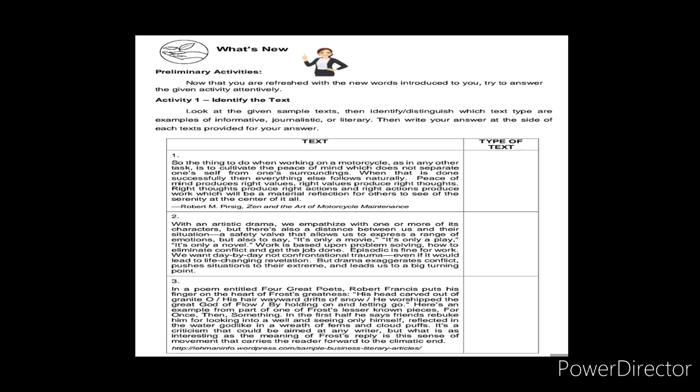Read with me, okay? So the thing to do when working on a motorcycle, as in any other task, is to cultivate the peace of mind which does not separate oneself from one's surroundings. When that is done successfully, then everything else follows naturally. Peace of mind produces right values. Right values produces right thoughts. Right thoughts produces right actions. And right actions produces work, which will be a material reflection for others to see of the serenity at the center of it all. By Robert M. Pirsig from Zen and the Art of Motorcycle Maintenance.